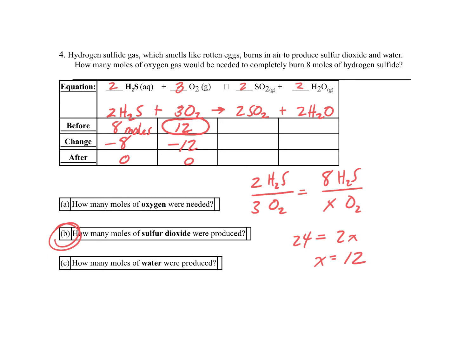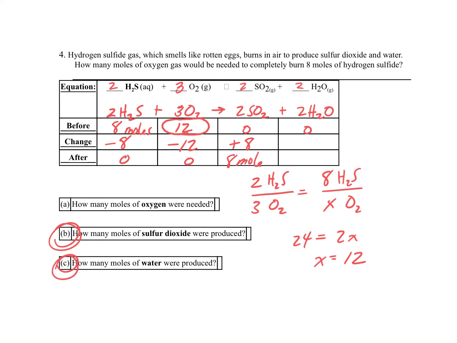Okay, now take a look. The mole ratio between hydrogen sulfide and sulfur dioxide is 2 to 2. In other words, for every one of these, I can make one of those. All right, well, let's fill it in. We're going to start with nothing, of course, and it's a 1-to-1 ratio. So we're going to make 8 SO2s, and that'll be the answer to that question.